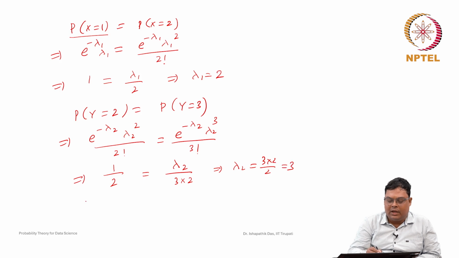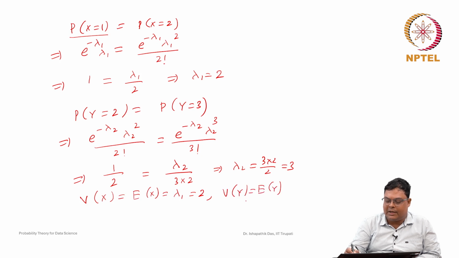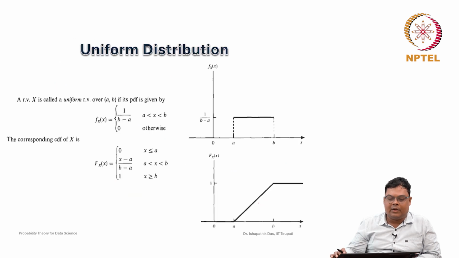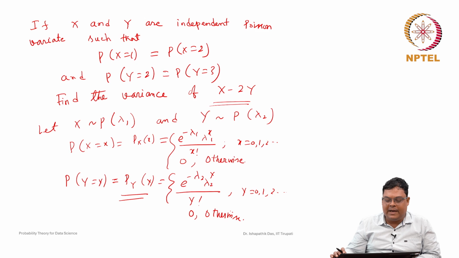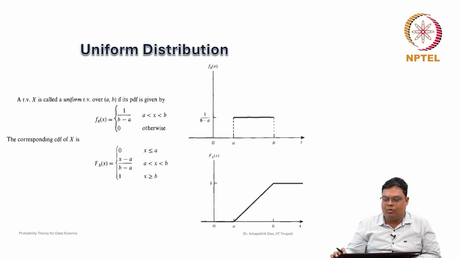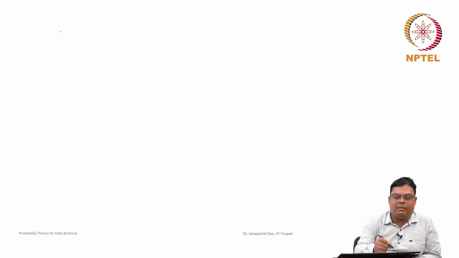Now, we know that the variance of the Poisson random variable X is the same as its expected value, which is lambda 1, which is 2. And the variance of Y, which is Poisson, is the same as its expected value, which is lambda 2, equal to 3. Now, it is asked to find the variance of X minus 2Y.